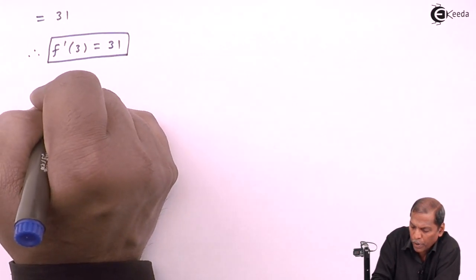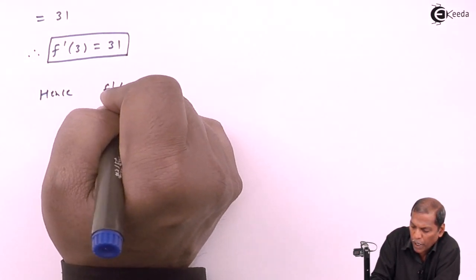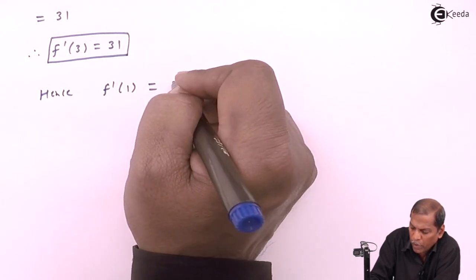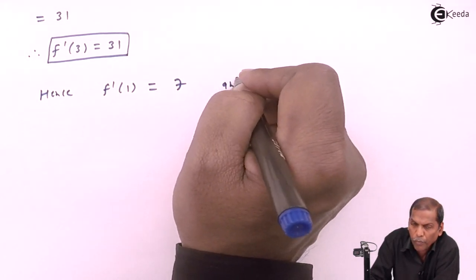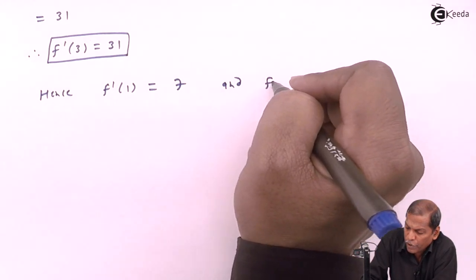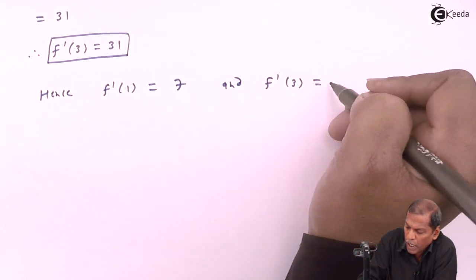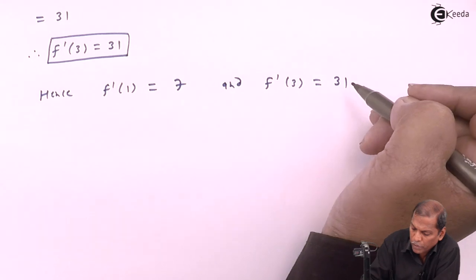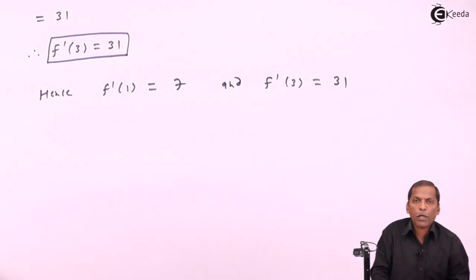Finally, hence f dash 1 equals 7 and f dash 3 equals 31. So this is the required solution for the given problem.